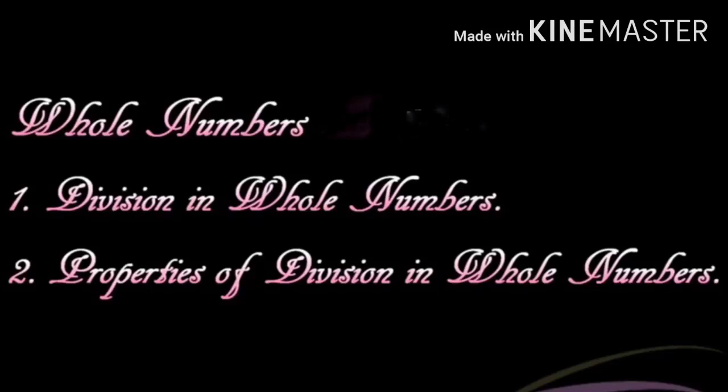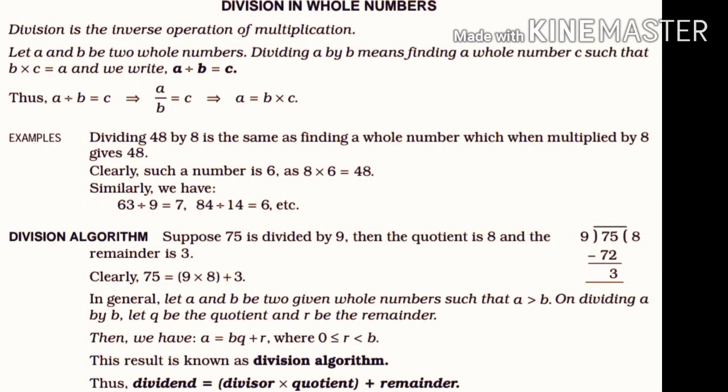Good morning, students. Today we will learn division and properties of division in whole numbers. Division is the inverse operation of multiplication. If A and B are two whole numbers, then dividing A by B means finding a whole number C such that B into C is equal to A, and when we write A divided by B, we get C.